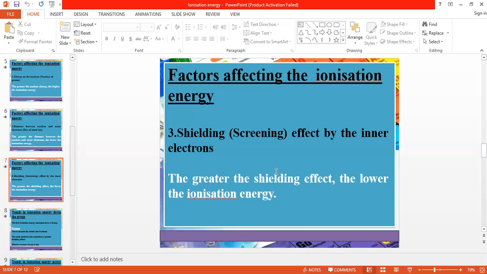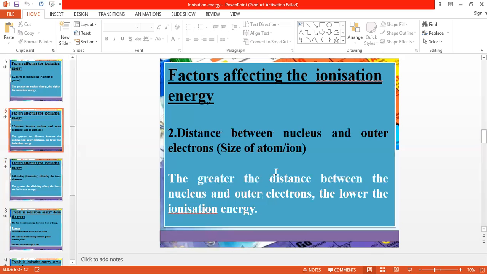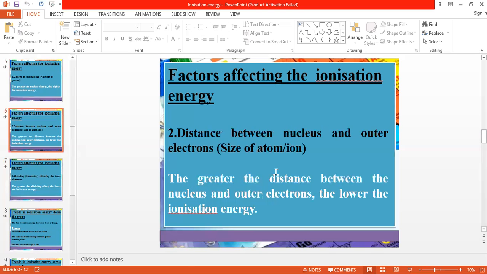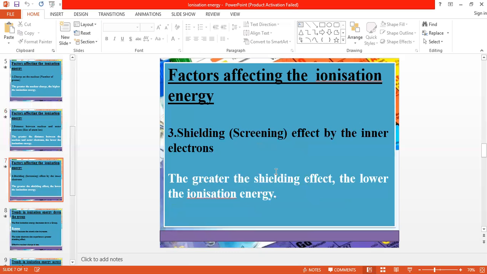Are you clear about the factors affecting ionization energy? There are three factors. I'm going back for revision. First is the charge on the nucleus: the greater the charge, the higher the ionization energy. Second, distance: the larger the distance, the lower the ionization energy. Third, if there is more shielding effect, meaning more repulsion, the ionization energy will become low.